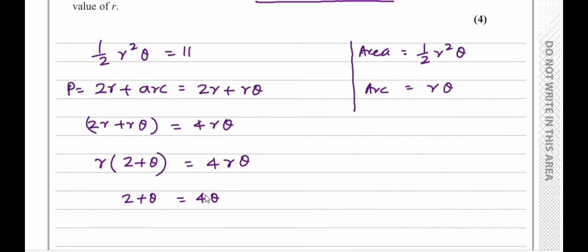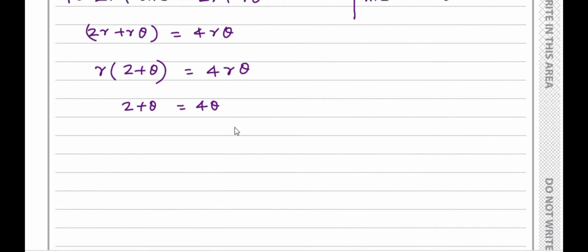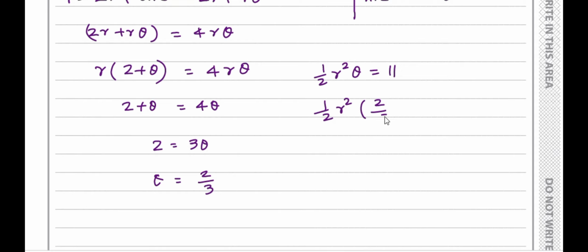So this equation is independent of r. So we can easily find out theta from here. So 2 is equal to 4 theta minus 1 theta is 3 theta. Therefore, theta is equal to 2/3 radians. Okay. So now putting that back into our area equation, we know that half r square theta is equal to 11. That means half r square times 2/3 is equal to 11.